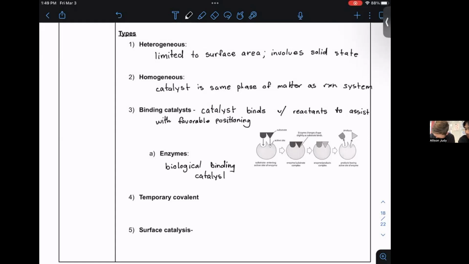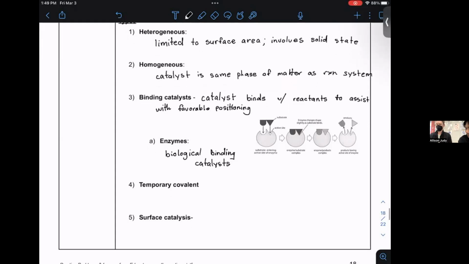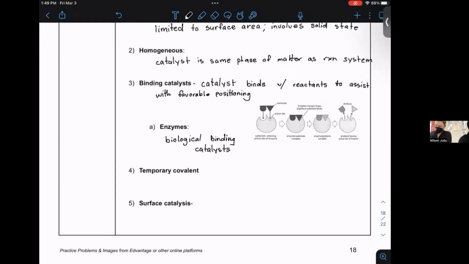Temporary covalent catalysts involve actually bonding with reactants. This is where you actually create what we call an intermediate or a transitionary complex. They actually bond with the reactants, creating an intermediate or transitionary complex. In chemistry, we tend to work with temporary covalent catalysts a lot.